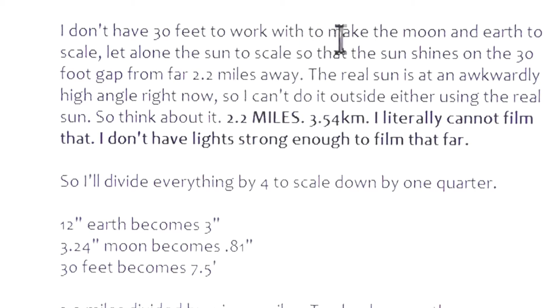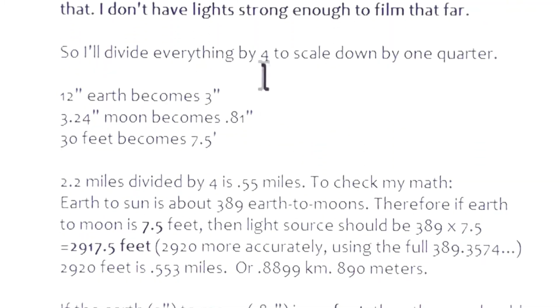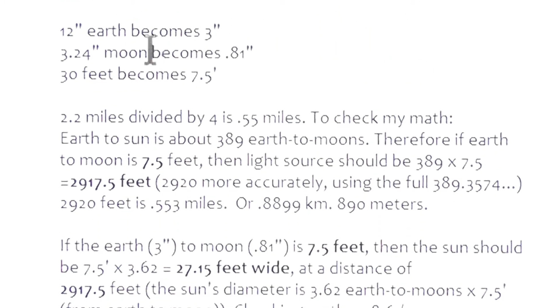I don't have 30 feet to work with so that the Moon and the Earth are to scale, let alone so that the Sun can be to scale and shine on the 30-foot gap from 2.2 miles away. That's crazy. The real Sun is at an awkwardly high angle right now, so I can't do it outside using the real Sun either. Plus, I don't think that would technically be to scale. 2.2 miles, 3.54 kilometers, I literally cannot film that. I don't have lights strong enough to film that far. So I'll divide everything by 4 to scale it down by 1/4.